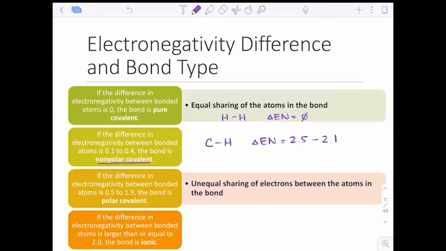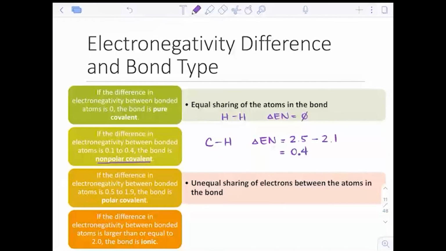Hydrogen is a 2.1 in electronegativity. So overall, their change in electronegativity is a 0.4. That's what we call a non-polar covalent molecule. That would still lie in the idea of equal sharing of the electrons in the atom.